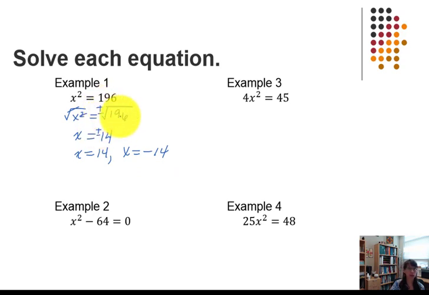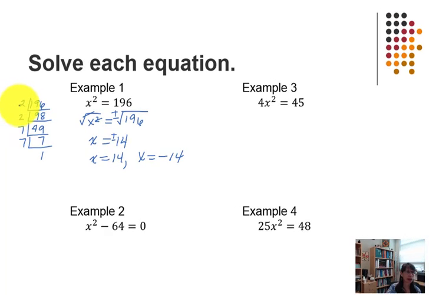If you don't have a calculator handy, what you could do is take the 196 and use your factor ladder. 196 is an even number, so I could divide by 2 to get 98. I could divide that by 2 to get 49. I could divide 49 by 7 to get 7, and divide 7 by 7 to get 1. So I have a pair of 2's, which make 4, and a pair of 7's that make 49. So I really have the square root of 4 and the square root of 49.